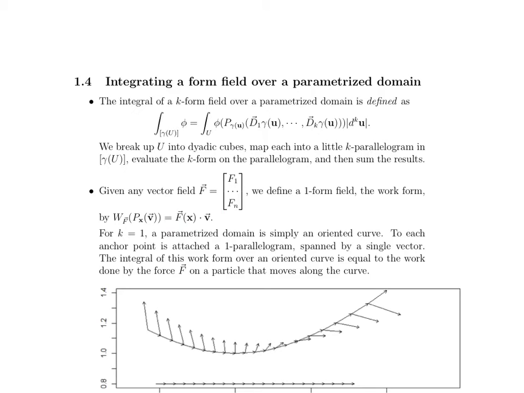Well, that integral is going to give the work form over an oriented curve, which is equal to the work done by the vector field on a particle that moves along this curve. So that is the significance of the work form. If we have a vector field, we can define a one-form field, which is called the work form, that does this, that if we integrate it along this curve, it will tell us the force done on the particle to move it along the curve.